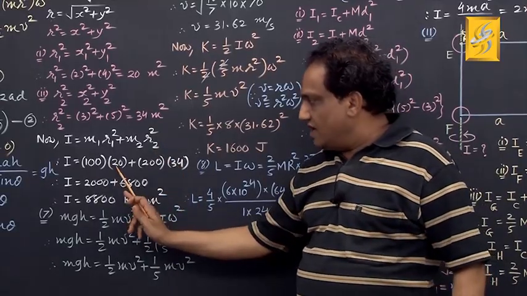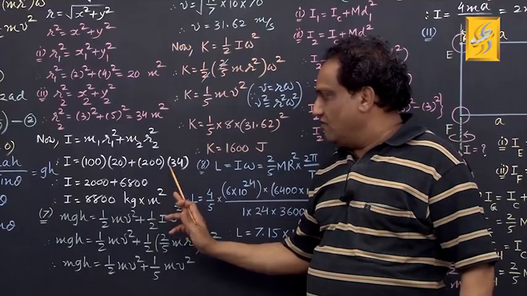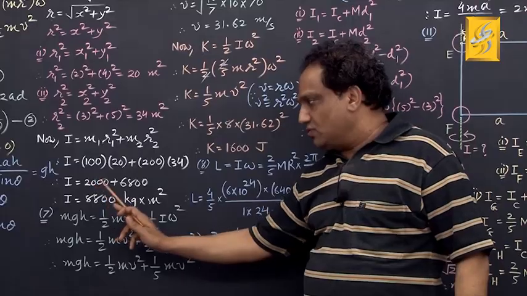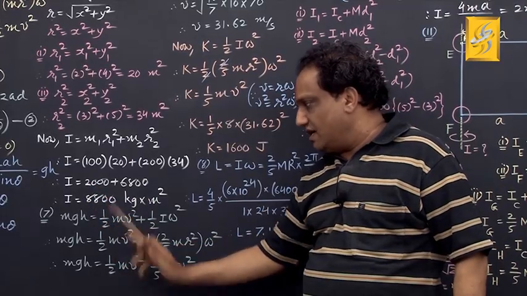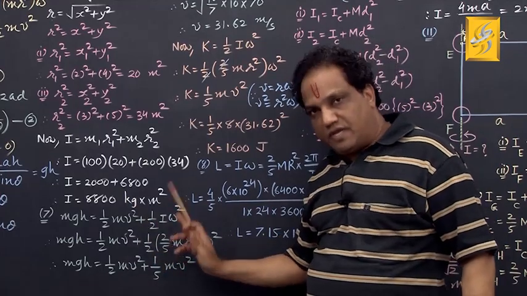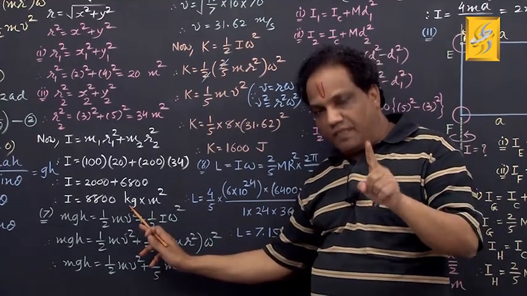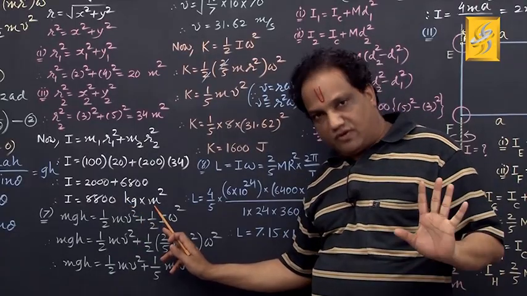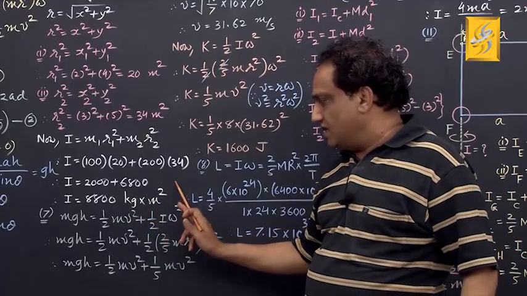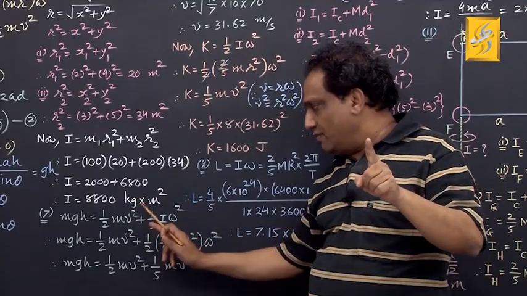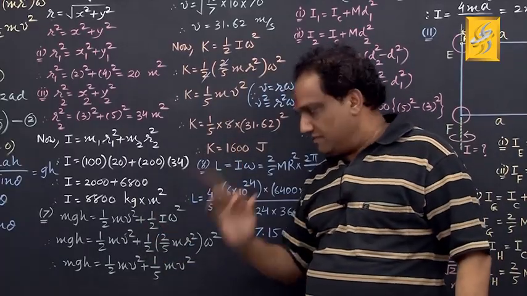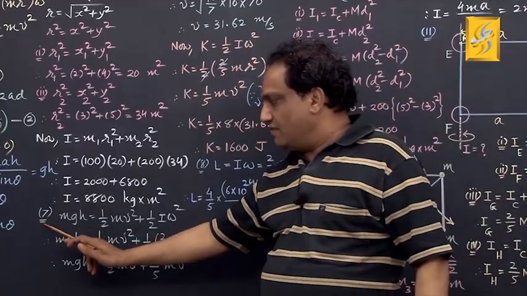And now simplify. 20 into 100, that is 2000. 34 into 200, that is 6,800. 6,800 plus 2000, it is altogether 8,800. And SI unit of moment of inertia is kilogram into meter square, because right now mass is given to us in kilogram and all the coordinates are in meter. Had they been in gram and centimeter, then we would have written gram into centimeter square. For MKS unit, it is kilogram into meter square. For CGS unit, you can write gram into centimeter square. Okay, fine. Now read statement of number 7.